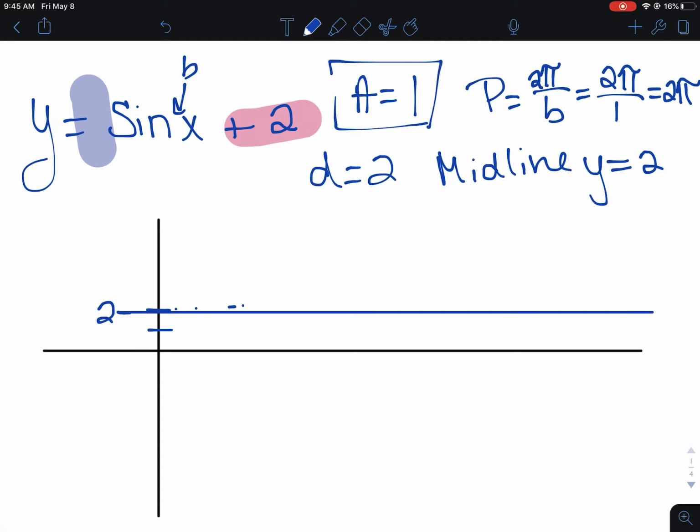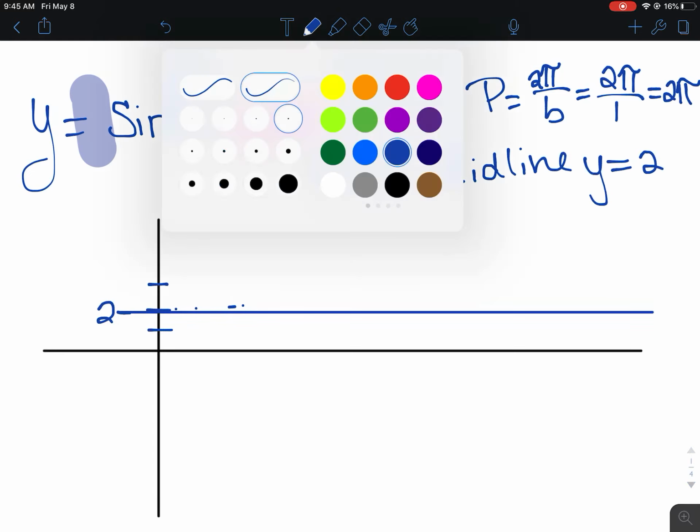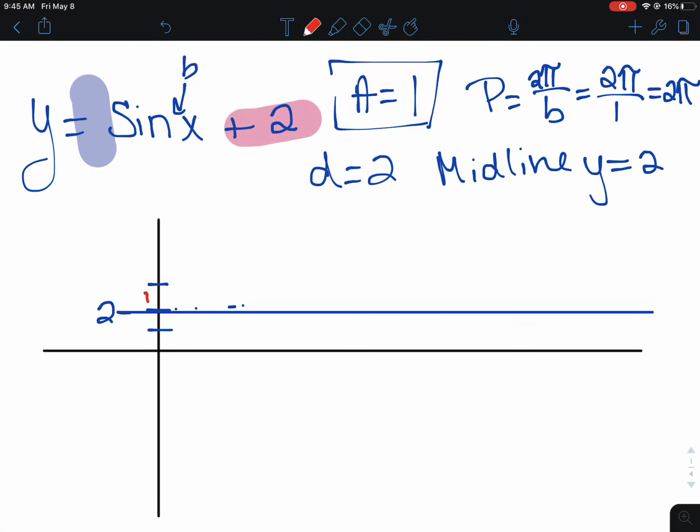So that's my new midline at 2, okay? And then if the amplitude is 1, we have to go 1 space above that and 1 space below that for our amplitude. So this should be a distance of 1. And I'm going to draw in my amplitude bars just like we had done before. Hopefully you're better at making straight lines than I am.